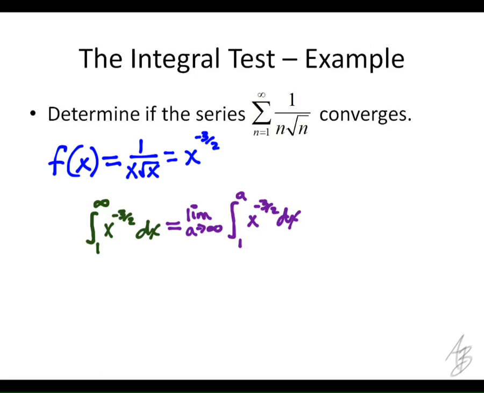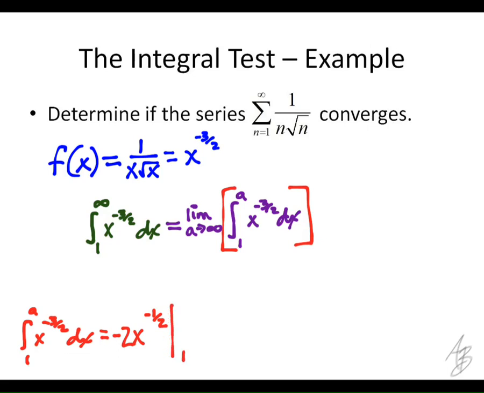And we can evaluate this definite integral right here fairly easily. I'll just do that off to the side here. The integral from 1 to a of x to the negative 3 halves dx is going to be, what's the antiderivative of x to the negative 3 halves? It's going to be x to the negative 1 half divided by negative 1 half, so it's going to be negative 2x to the negative 1 half. And we need to evaluate this from 1 to a.